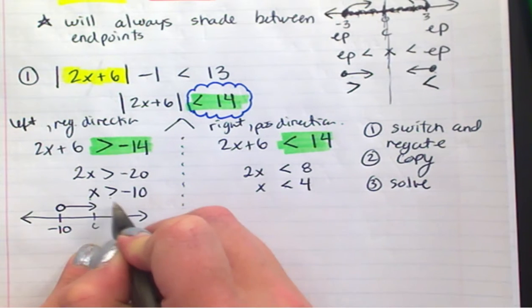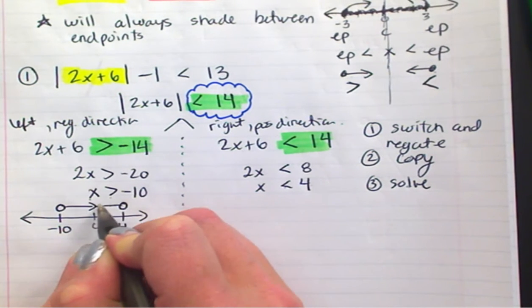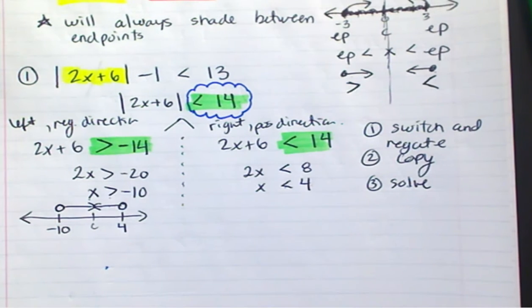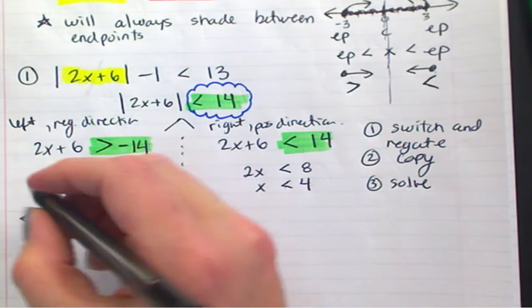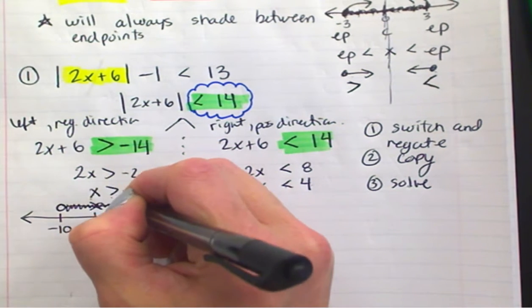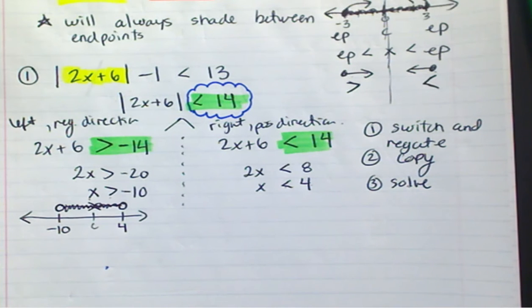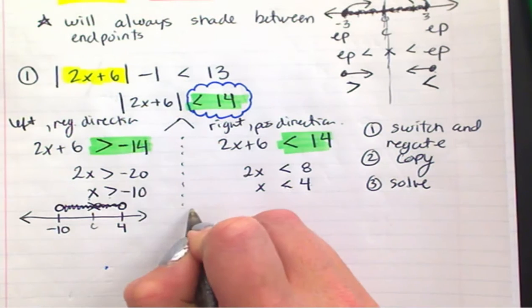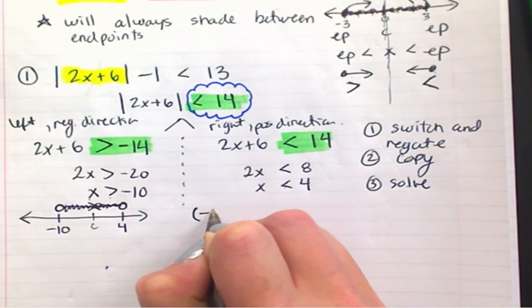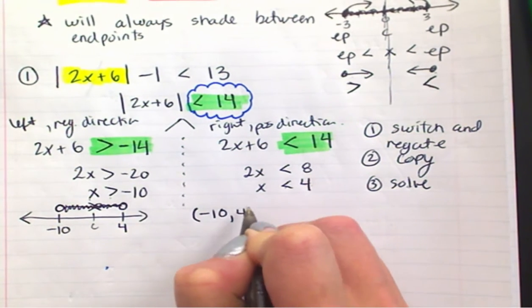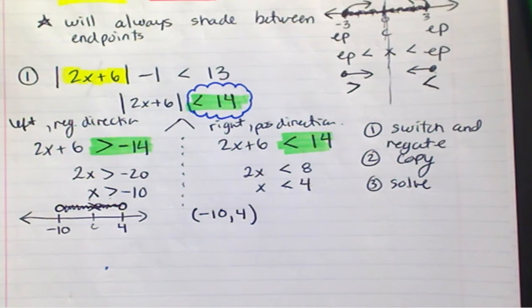X less than 4. I don't really need arrows. You can just shade between those two endpoints. Can you write it in interval notation? Can you write it in set notation?